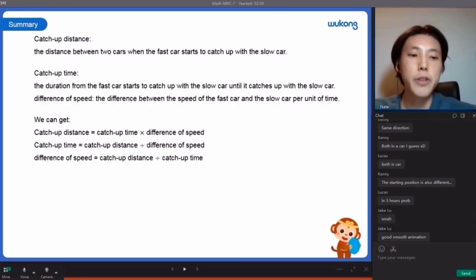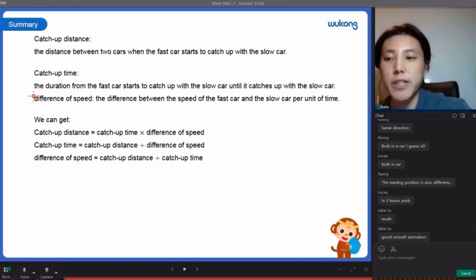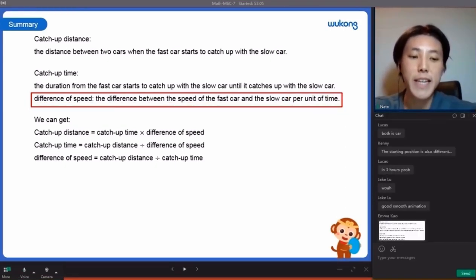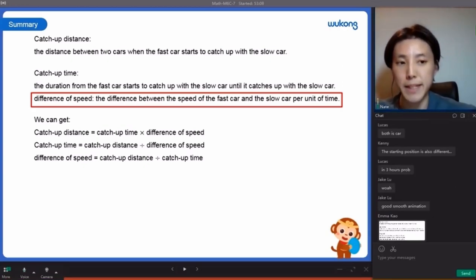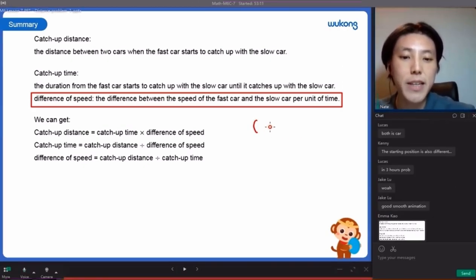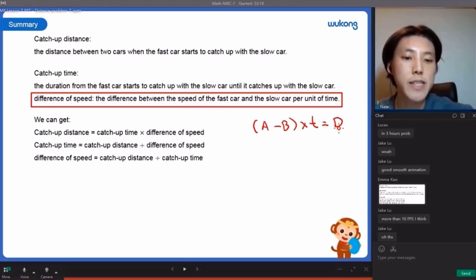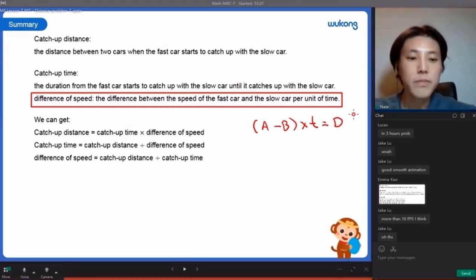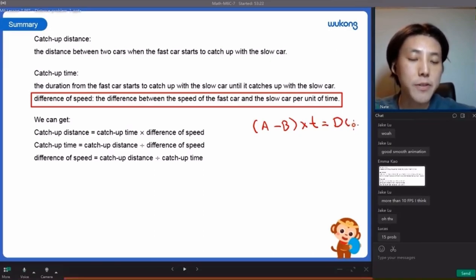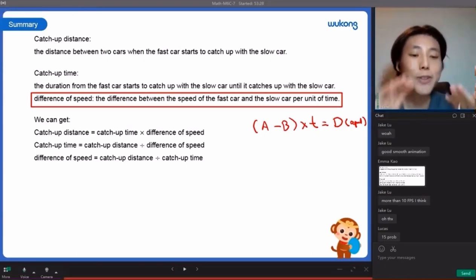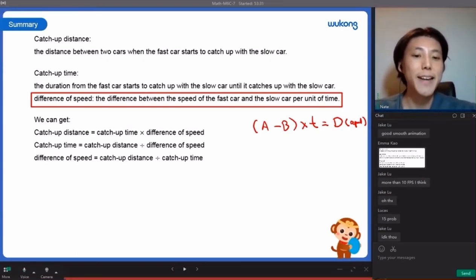Now, this is the one that we're going to use now. Previously, our speed was a combined speed. Here, it has to be the difference of speed. So basically, it'll be the speed of A minus speed of B. And the time will flow equally to each other. And that's going to give the distance, the distance between each other. There we go. So that's the only difference, guys. Previously, it was A plus B. The only difference here is A minus B, so subtraction.